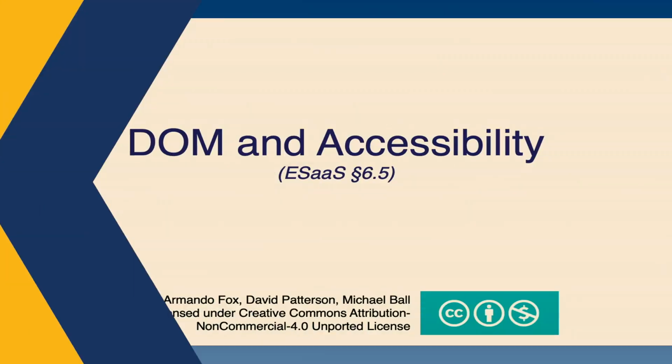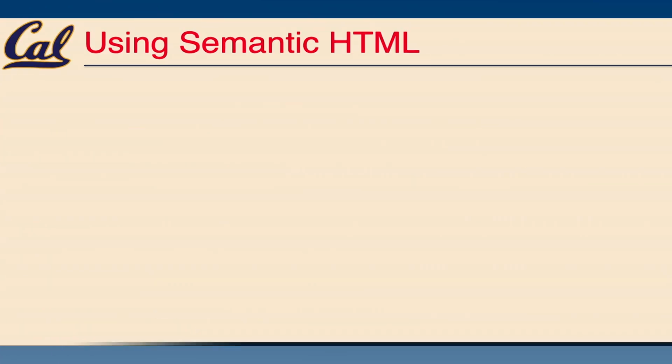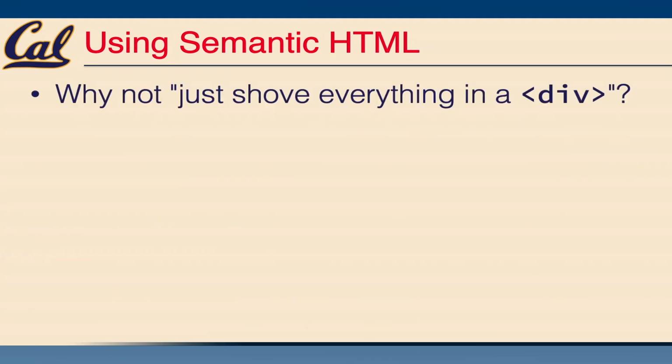We're going to continue with the topic of accessibility. We're going to talk about writing HTML that helps screen readers and other technologies interpret the types of things that we're building. So we typically call this semantic HTML. And you might ask questions like, why can't I just shove everything in a div? If you do this, you'll see a web page that probably looks okay.